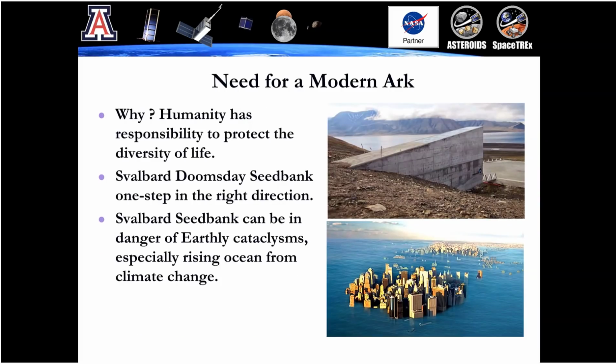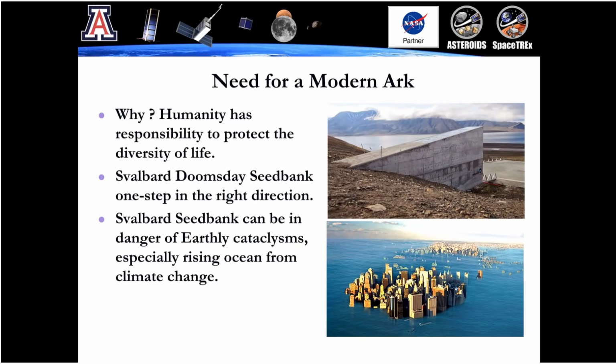And so why? Humanity has a fundamental responsibility to protect the diversity of life on Earth. Svalbard Doomsday Seed Bank is one step in that right direction, but it too is in a dangerous state. It is in the Arctic Circle, very much near the Arctic Ocean, and with the rising sea levels, even the Svalbard Seed Bank could be inundated with the ocean.